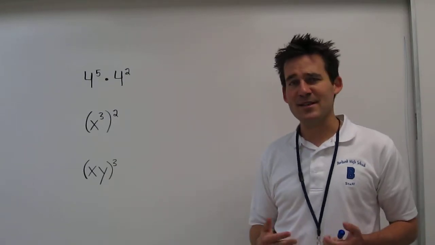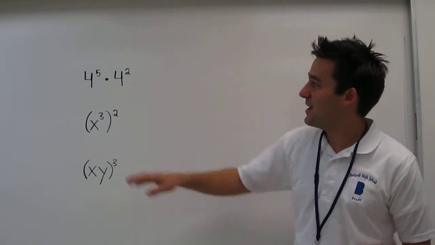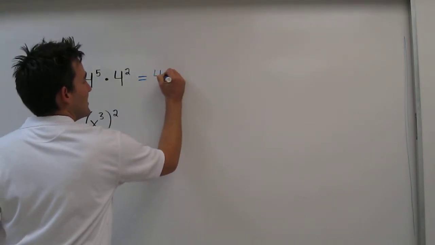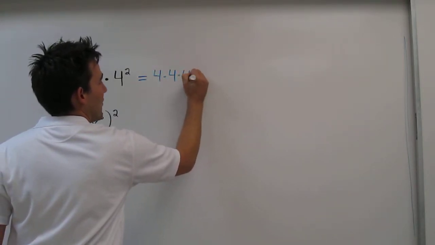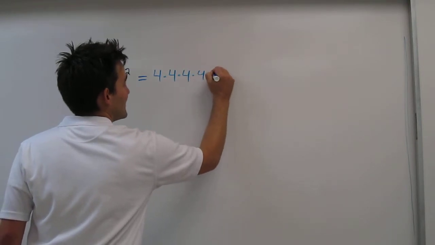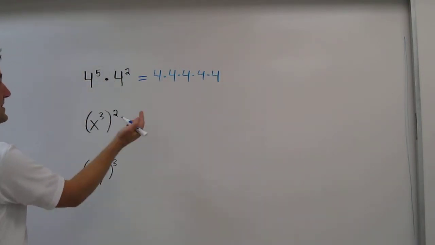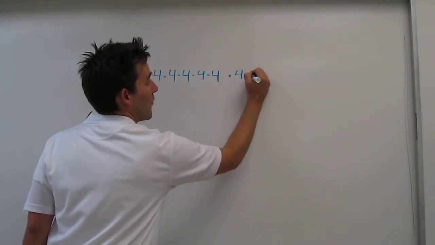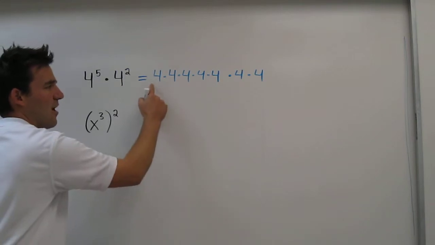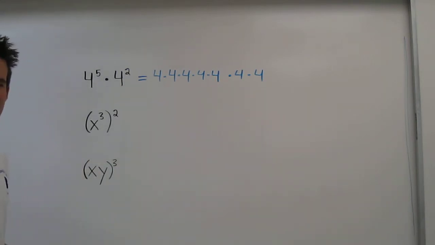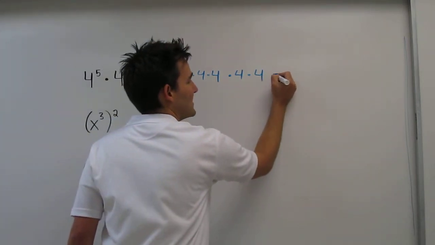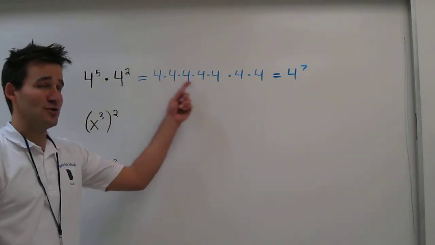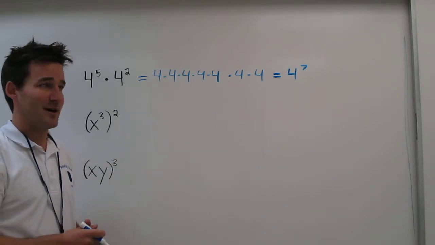Now an exponent simply means repeated multiplication. So 4 to the 5th can be rewritten as 4 times 4 times 4 times 4 times 4. And that's being multiplied by 4 squared, which is another 4 times 4. All in all, 4 is being multiplied by itself 7 times. So we could write this as 4 to the 7th power. And of course, we could actually do the multiplication and see what number that was.